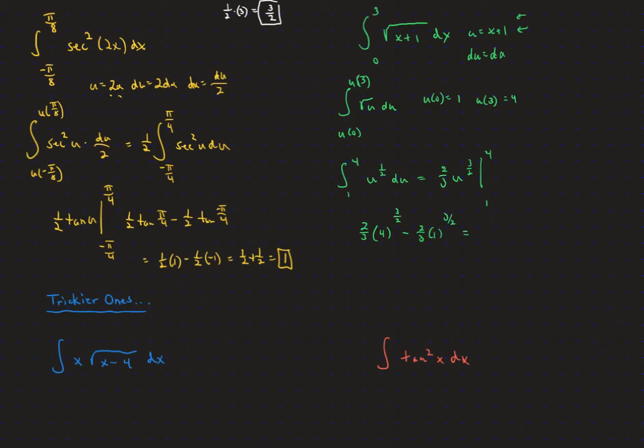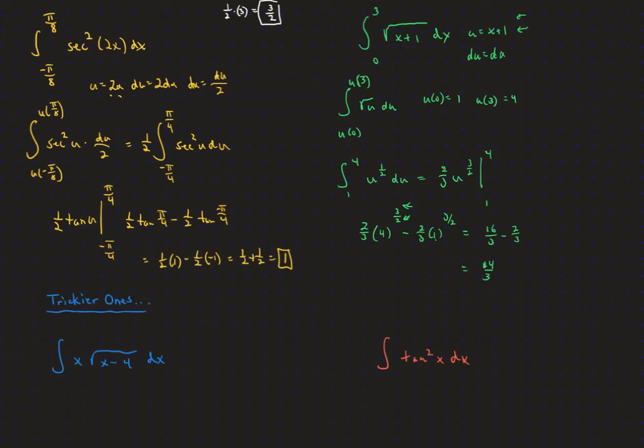So when we're doing the 3/2 power, we can take the square root of 4, which is 2, cube that, which is 8, times 2/3 is going to be 16/3. 1 to any power is 1, times 2/3 is 2/3. And 16/3 minus 2/3 is 14/3.